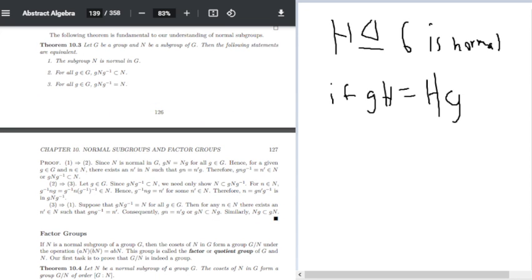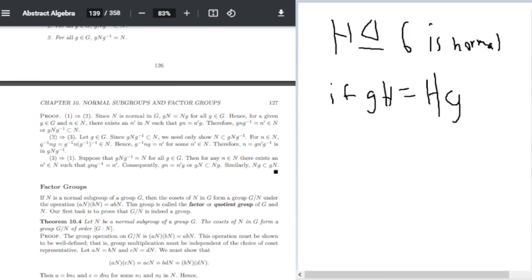Proof. 1 implies 2. So first we're going to be proving that the subgroup N is normal in G implies that for all g in G, gNg^-1 is a subset of N. Since N is normal in G, gn equals Ng for all g in G. Hence, for a given g in G and n in N, there exists an n' in N such that gn equals n'g. Therefore, gng^-1 equals n' in N, or gNg^-1 is a subset of N. 2 implies 3, so we're going to be showing that gNg^-1 is a subset of N implies that gNg^-1 equals N.